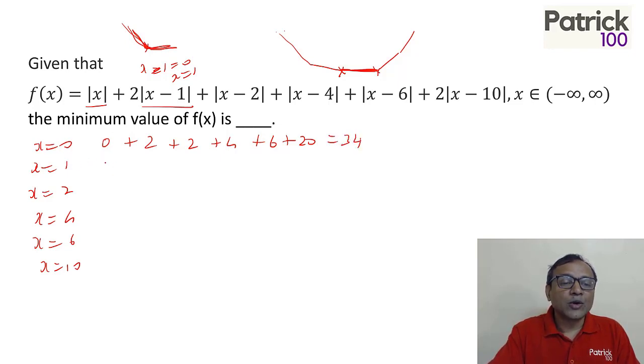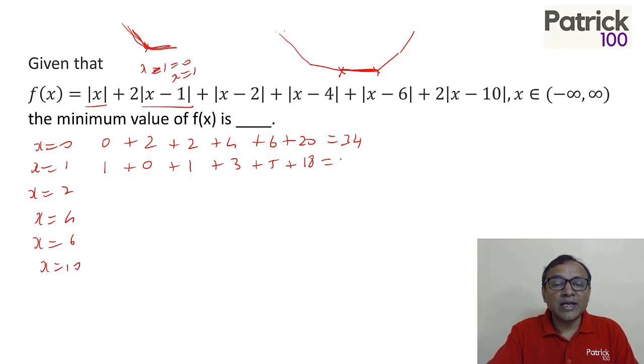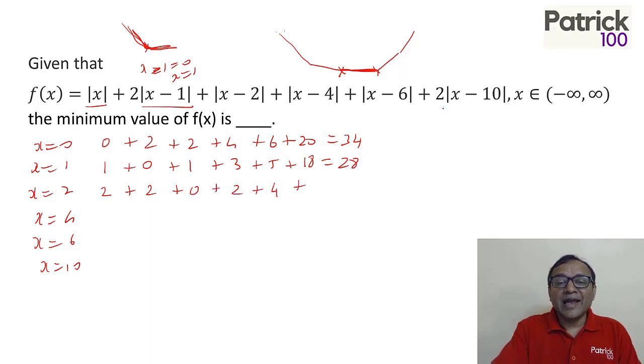Similarly for x equal to 1, this becomes 0, this becomes 1, 1 minus 2 is 1, 1 minus 4 is 3, and 1 minus 10 is 9 into 2 is 18. If you add these up, you get 28. If I put 2, minus 1 is 1 into 2 is 2, this becomes 0, then 2, 4, 8 into 2 is 16. 16 plus 4 is 20, and you get 26.